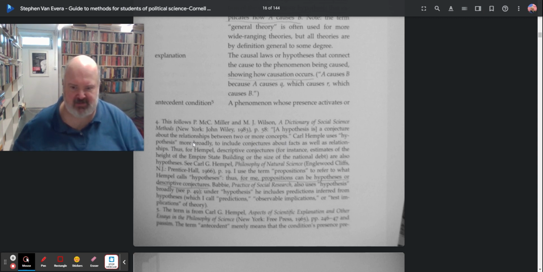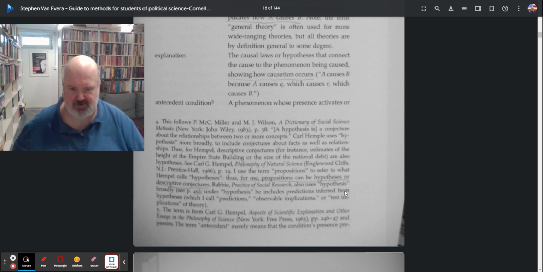Hempel uses hypothesis more broadly to include conjectures about facts and relationships. So he goes, for Hempel, descriptive conjectures, for instance, the estimates of the height of the New York Empire State Building or the size of a national debt, are also hypotheses. He says I use the term presupposition to refer to what Hempel calls hypothesis. For me, propositions can be hypotheses or descriptive conjectures.